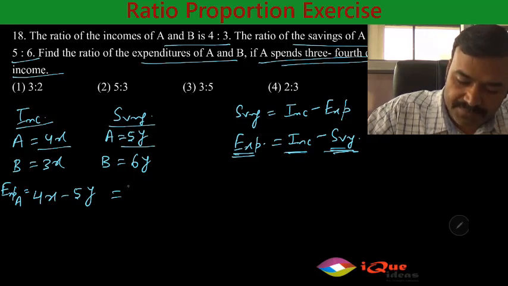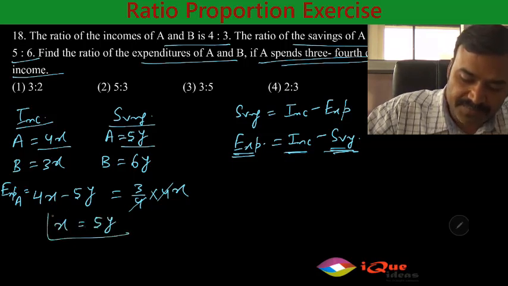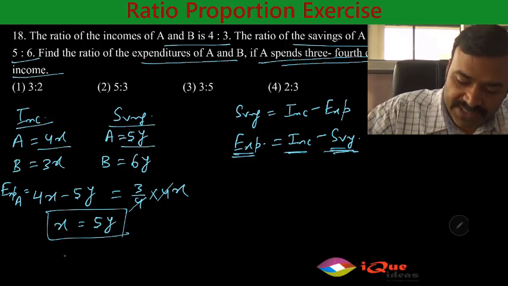3/4 of his income. So it is 3/4 into 4x. So basically you get the same thing. The 4s cancel, it is 3x. So we have 4x minus 3x, that is x equal to 5y. Perfect. Or you can say that x upon y is 5 upon 1.